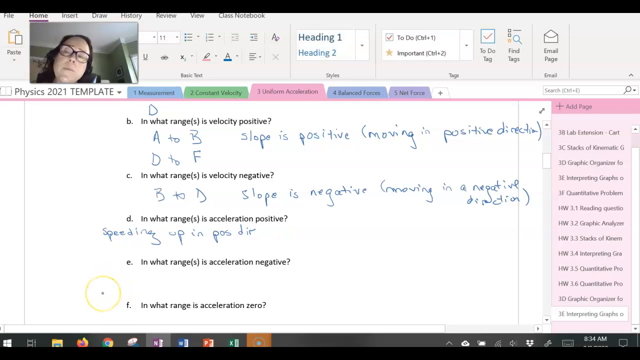What if it's speeding up in the negative direction? If it's going in the negative direction, velocity points in the negative direction and acceleration points in the same way, right? Because anytime it's speeding up, they point in the same direction. So that would be an example where the acceleration is negative, if the object is speeding up in the negative direction.